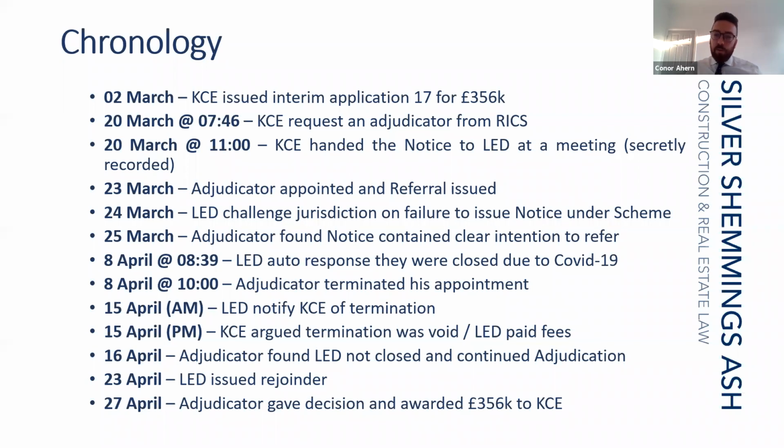Now, on the 8th of April at 8:39, the adjudicator sent an email to Lane End, and received an automatic response saying that Lane End were closed due to COVID-19. So at that point, the adjudicator was wondering what to do, and at 10 o'clock that day, he sought to terminate his appointment on the basis that Lane End were closed due to COVID-19. Basically, the adjudicator sent an email to Lane End saying that he was terminating. Unfortunately, he didn't send it to Kingstone, which is a very important fact which we'll come on to. So a week later, on the 15th of April, Lane End notified Kingstone of the termination. At this point, Kingstone weren't aware that the adjudicator had effectively sought to terminate his own appointment.